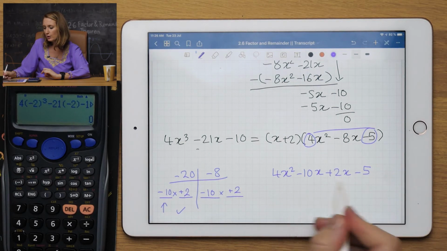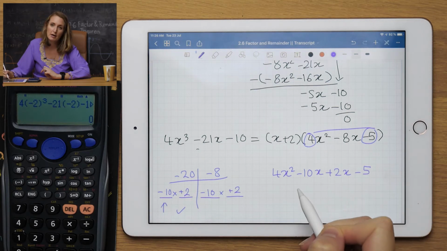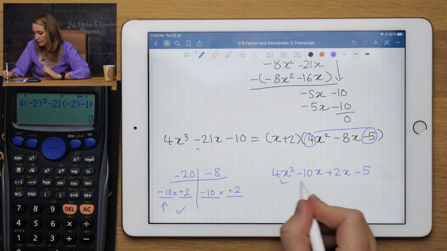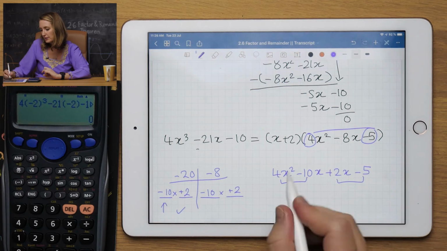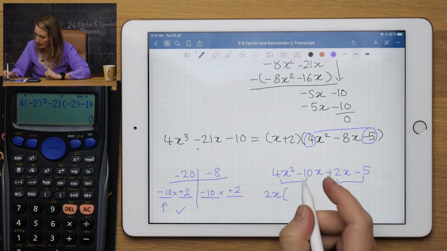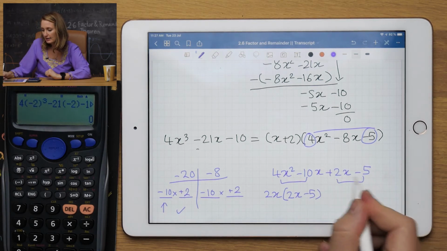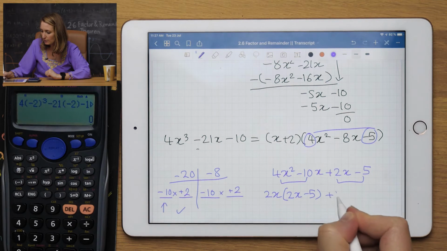It doesn't matter which way around you put them in. You can split it into 2x minus 10x or minus 10x plus 2x. We group the first two and the last two and take out the highest common factor. So here would be 2x. That would give me 2x minus 5. Here I can't take anything out from both of them, so I just put plus 1.